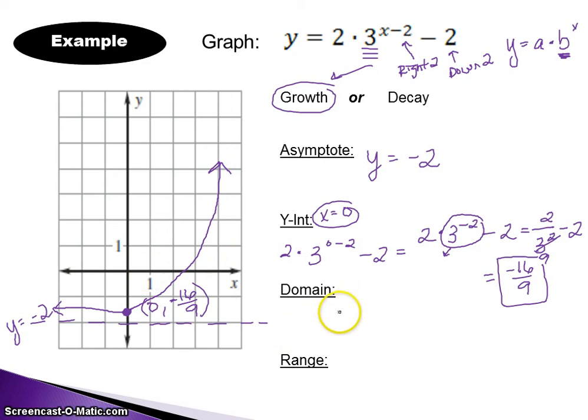Now finishing this off with domain and range. Again, domain, nothing has changed. I'm going left, I'm never going to stop. I'm continuing to the right, I'm never going to stop. So negative infinity to positive infinity.